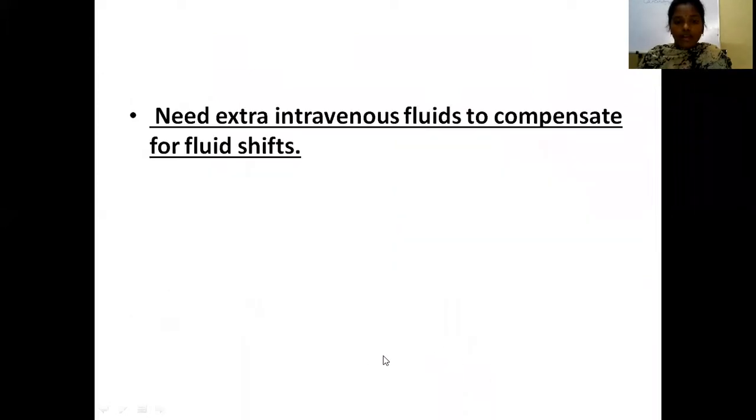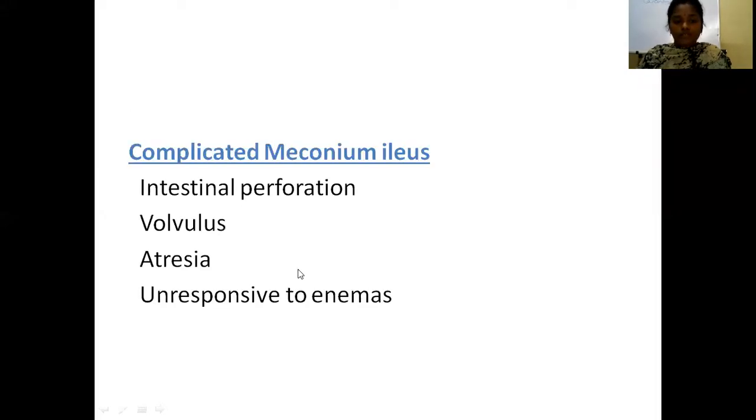Once you have treated with hyperosmolar gastrografin enema, the fluid has to be replaced. As this enema leads to dehydration, you have to supplement with intravenous fluids to compensate for fluid shifts. So if the simple meconium ileus is treated with hyperosmolar gastrografin enema, after the treatment, they should be supplemented with extra intravenous fluids to compensate for fluid shifts.